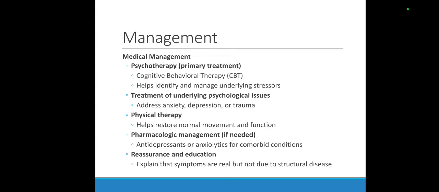Now, psychotherapy is the primary treatment. Cognitive behavioral therapy, which helps identify and manage underlying stressors. Treatment of underlying psychological issues such as addressing the anxiety, depression, or trauma, because again, this type of disorder may be caused by psychological stress or trauma. Physical therapy, which helps restore normal movement and function. Pharmacologic management, if needed, you can give antidepressants for patients who experience comorbid conditions or depression. Reassurance and education, explaining that the symptoms are real but not due to any structural diseases.